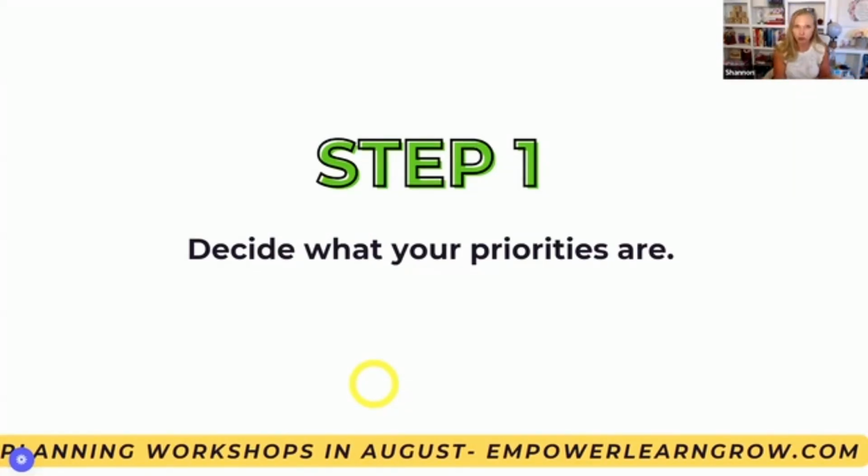Maybe it's a number sense goal. Based on your school academic goals, your school achievement plans, whatever it is that you have, you do want to know what your priorities are, because that's going to help you build up enough time to meet those goals as we make this plan. So step number 1, I want you to decide what your priorities are.